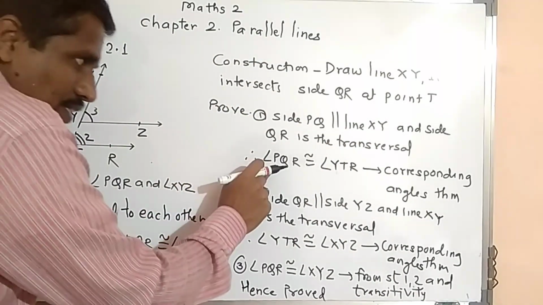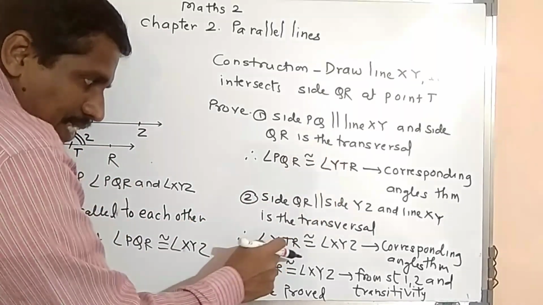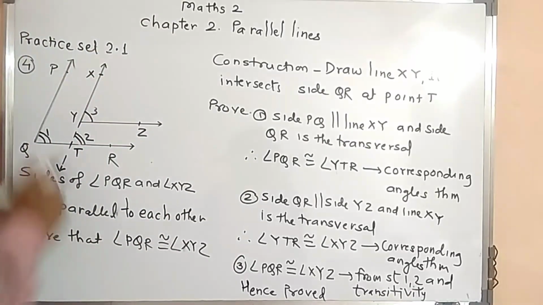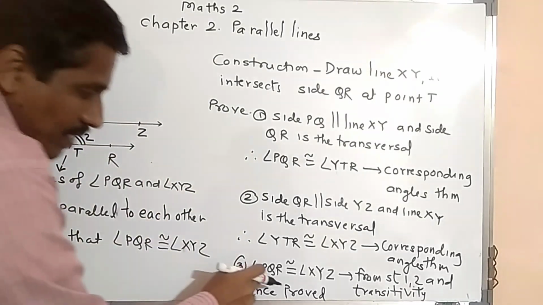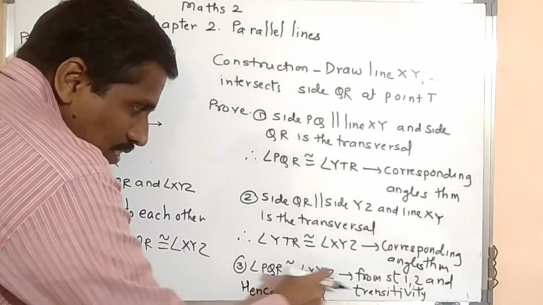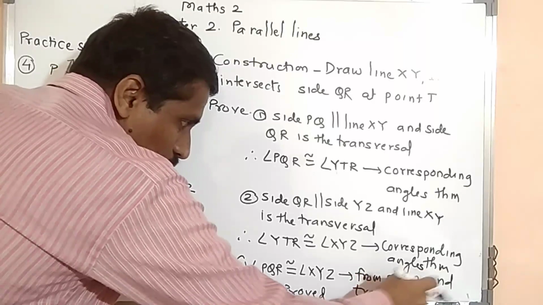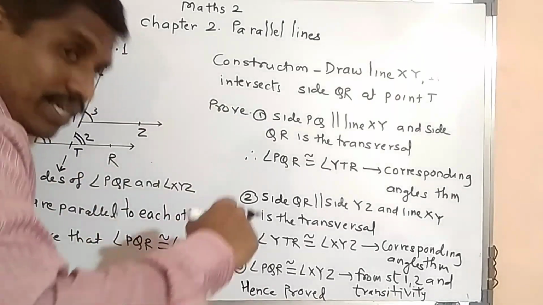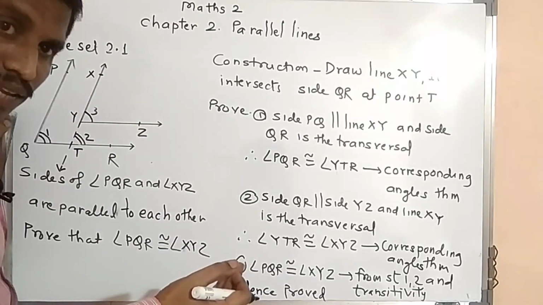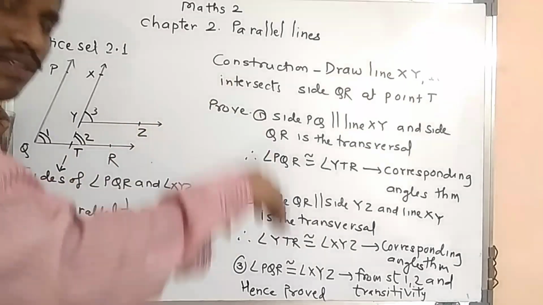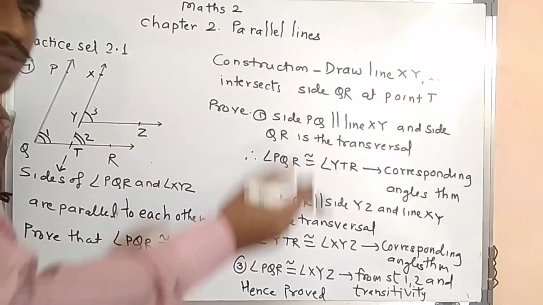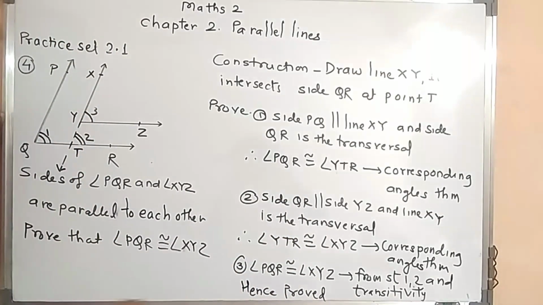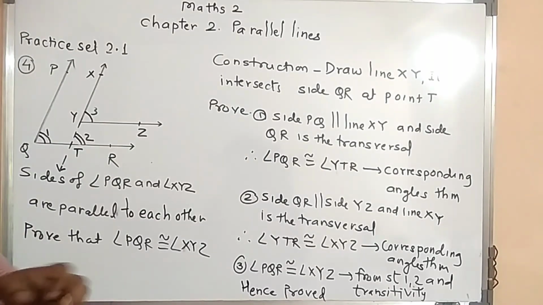From the first statement, the first angle is congruent to the second angle and the second angle is congruent to the third angle. So, from statements number 1 and 2, the first angle is congruent to the third angle, that is angle PQR is congruent to angle XYZ, reason from statements number 1, 2 and transitivity. What is transitivity? When the first angle is congruent to the second angle and the second angle is congruent to the third angle, then the first angle is congruent to the third angle. This is called transitivity. Hence, we have proved angle PQR is congruent to angle XYZ.